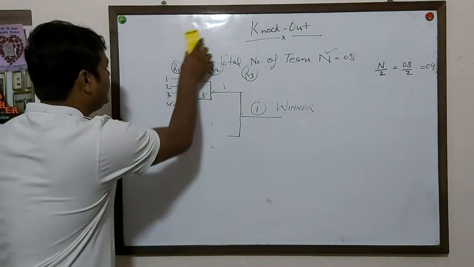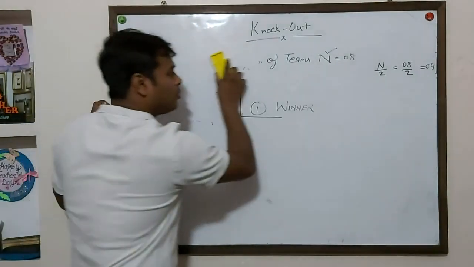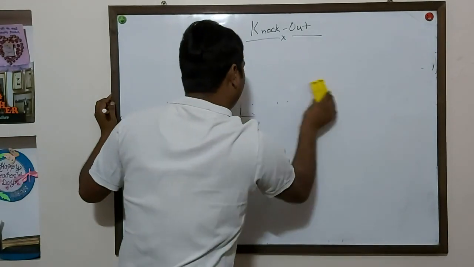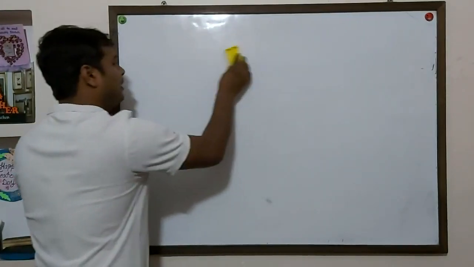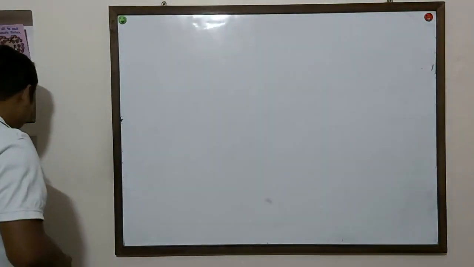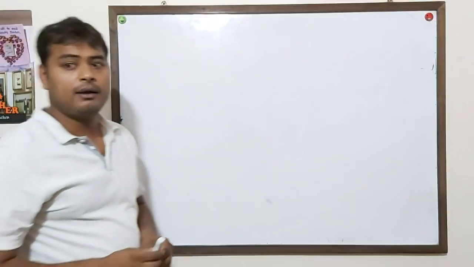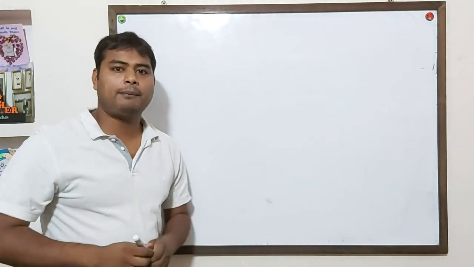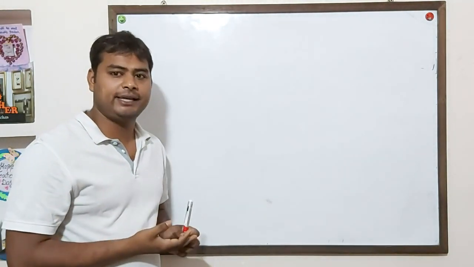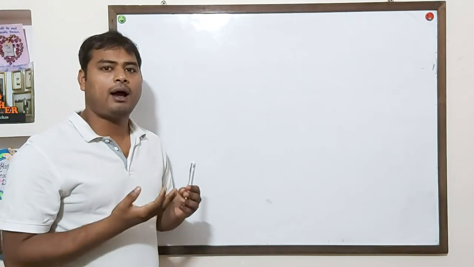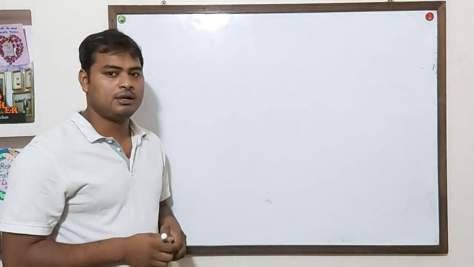Now, one more point is here. Of course, one question is coming in your mind. What will happen if the total number of teams is not a power of 2? Means, if the total number of teams is not 4, 8, 16, 32, then how will we draw the picture?